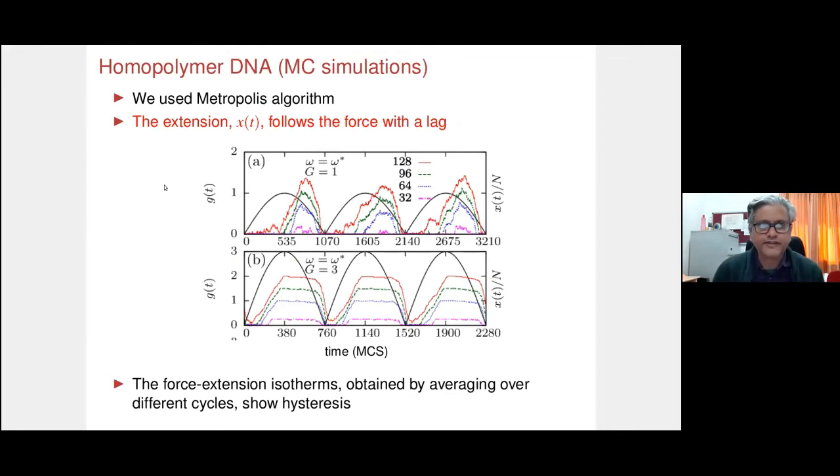So let me first talk about this homopolymer DNA model. We use the Metropolis algorithm, and in this case, the extension xt follows the force with a lag. Here we have 3 different cycles of the force and the extension at some frequency omega star. And if we obtain the force extension isotherms by averaging over different cycles, we get a hysteresis curve.